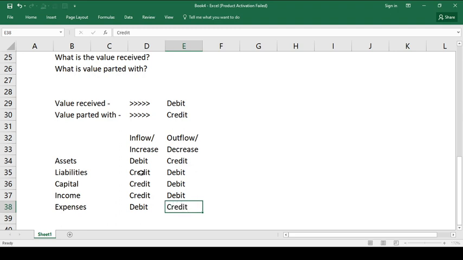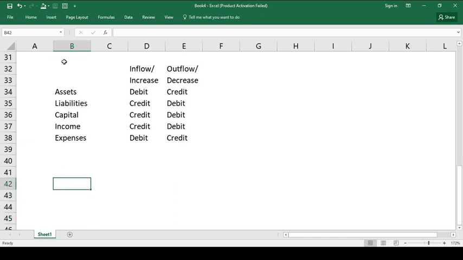Those rules are very much important in analyzing. But the question that we need to identify is, what is the value received from the particular transaction, and what is the value parted with in a particular transaction. For example, I will give you a basic example. A student receives, oh no, let's focus on a student lang muna na transaction.